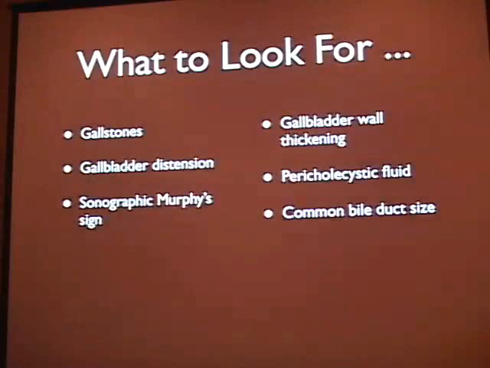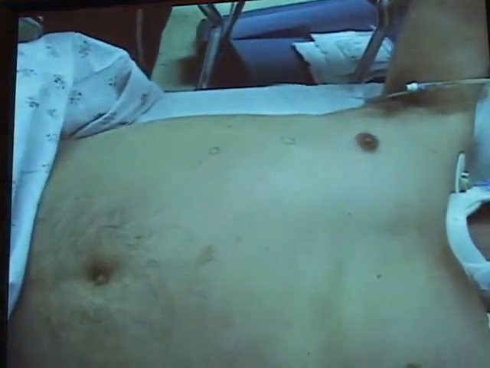So gallstones are the main thing we're going to go over today. You can get an estimate of the gallbladder size. You should assess as well for sonographic Murphy's sign, just the equivalent of the Murphy's sign, but pressing with the ultrasound probe right over the fundus. It's very easy to look for gallbladder wall thickening. We'll show some examples. Some other things that you might pick up are pericholecystic fluid, a rim of fluid around the gallbladder, and the common bile duct size. We won't discuss that so much today.